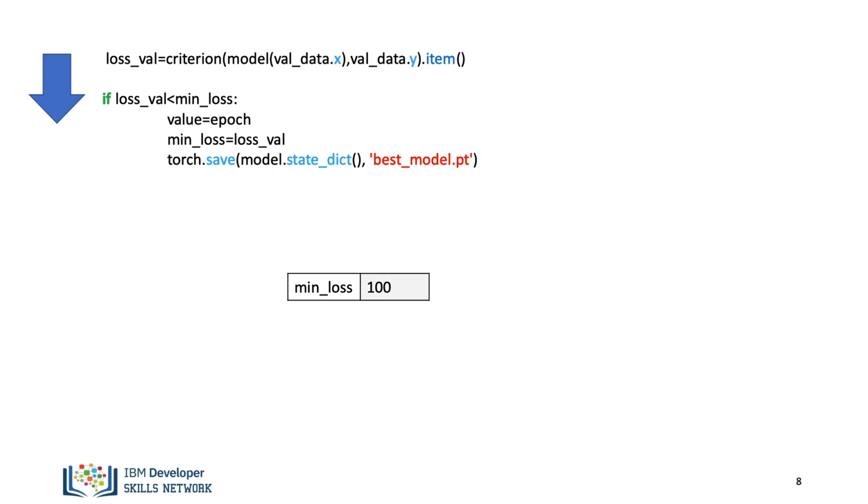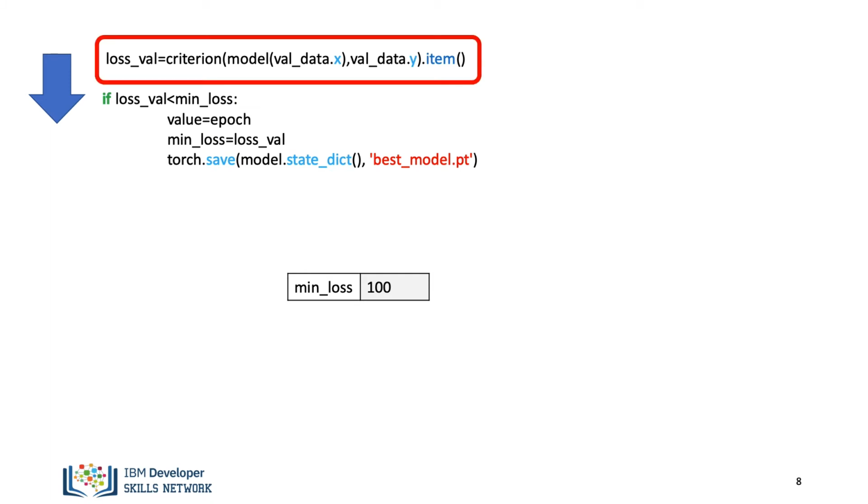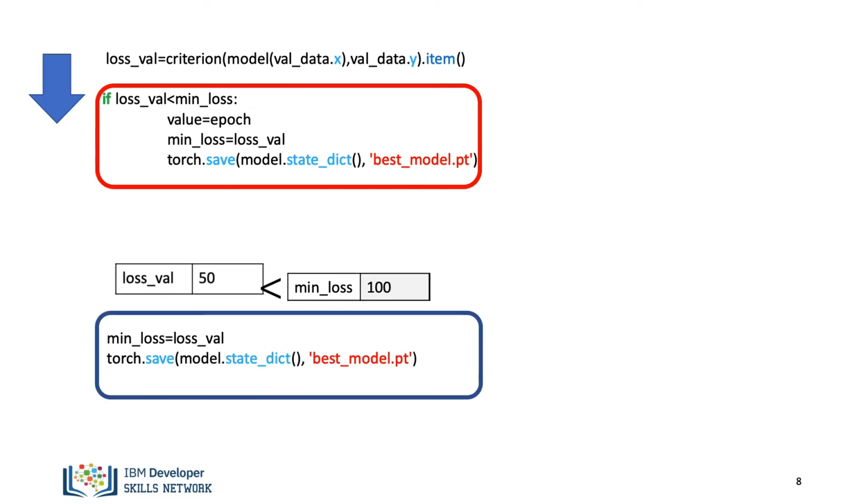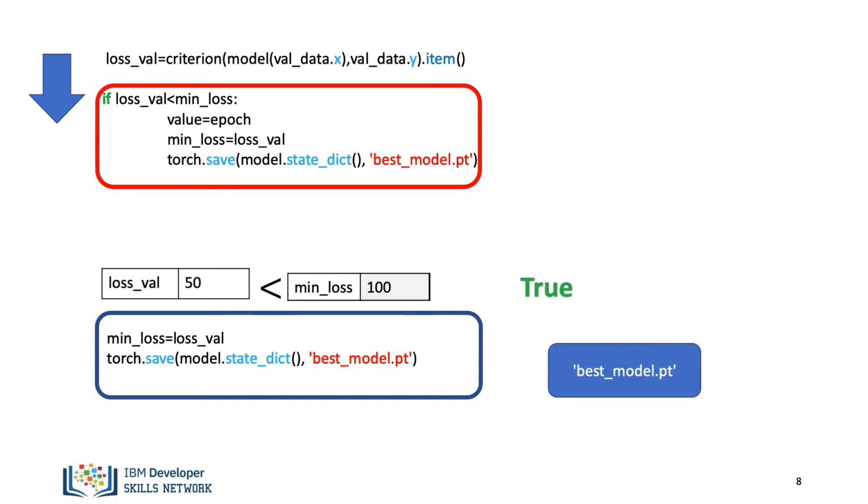We compare the value of the loss to the previous smallest loss value. The value of the loss is smaller. The value is 50. We calculate the loss or cost for the next iteration. The value is true. As a result, we save the model. We repeat the process for the rest of the iterations.